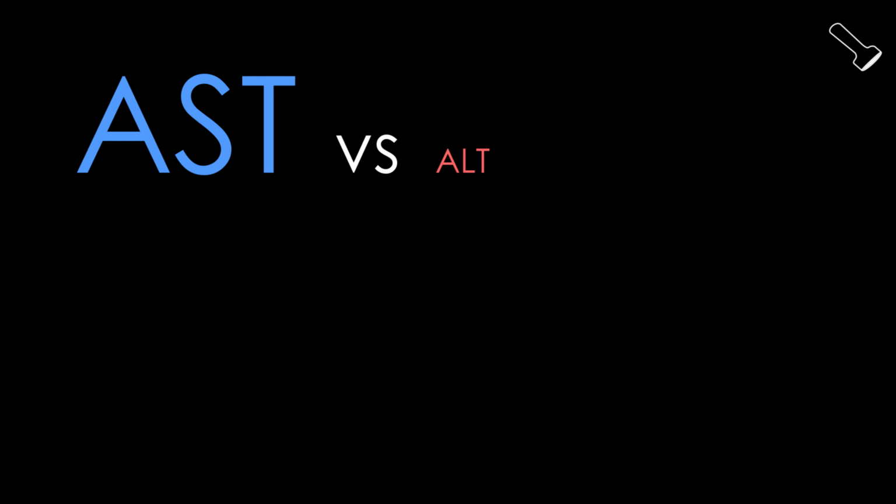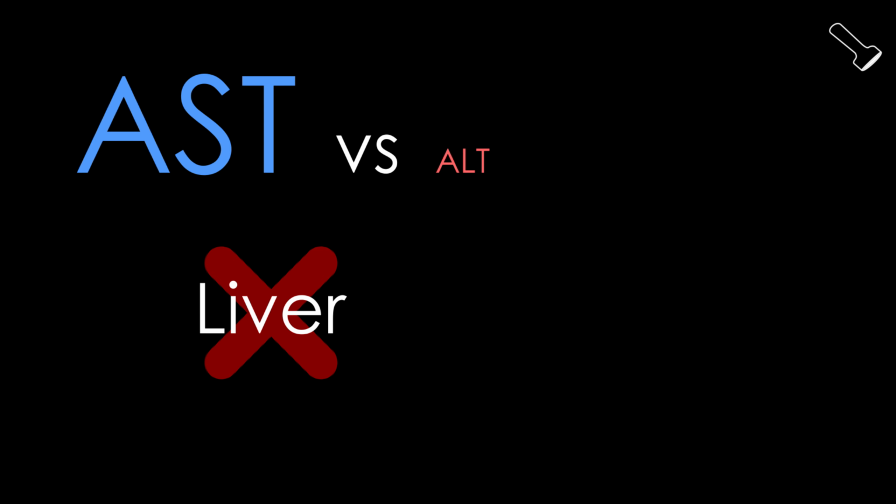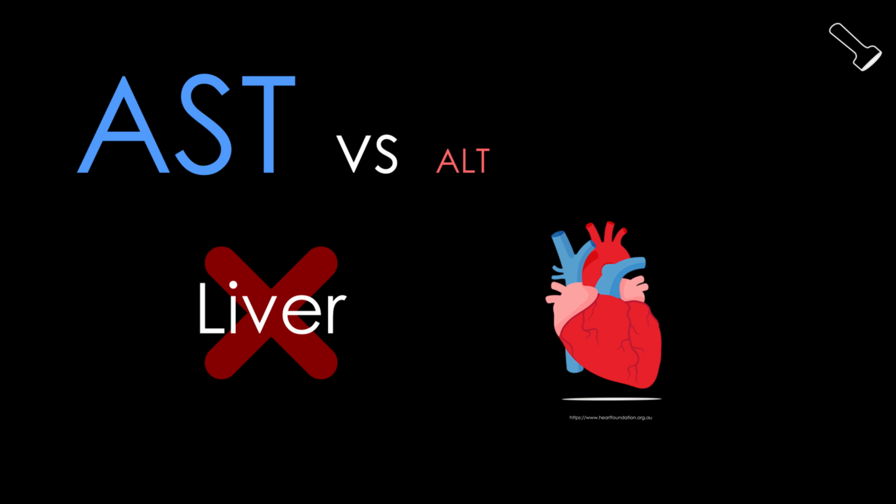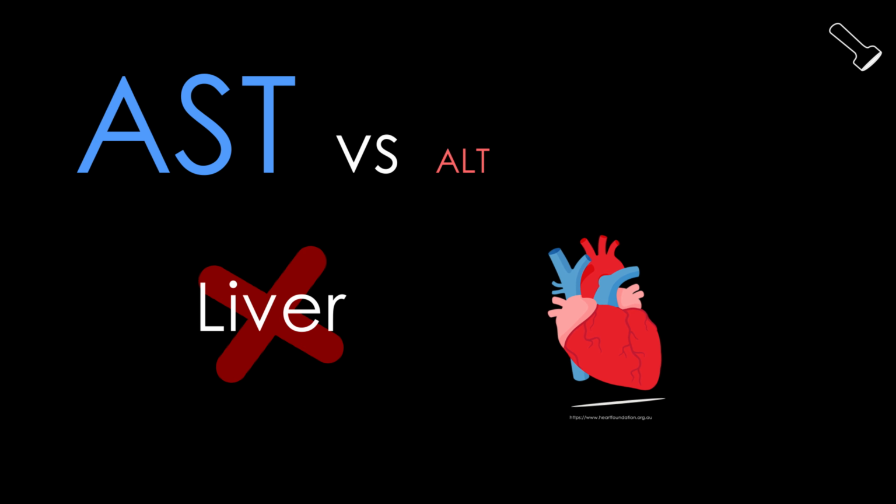A large increase in AST while only a minimal increase in ALT would suggest that the liver isn't the source of disease, because hepatocellular damage should cause a similar increase in ALT. This type of ratio is most often caused by heart damage.